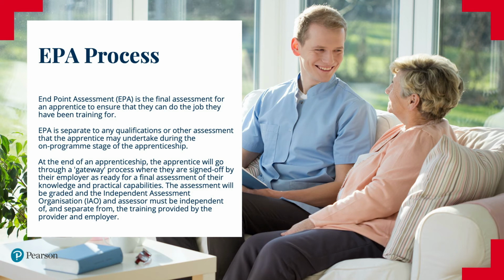So the endpoint assessment, or EPA process, is the final assessment for an apprentice to ensure that they can do the job that they have been training for. EPA is separate to any of the qualifications or any other assessment that the apprentice may undertake during the on-programme stage of the apprenticeship. And as I said previously, the apprentice will go through a gateway process where the employer signs off to say that they are absolutely ready to move on to the endpoint assessment. The assessment will be graded, and the independent assessment organisation and the assessor must be independent of and separate from the training provided by the provider and the employer.